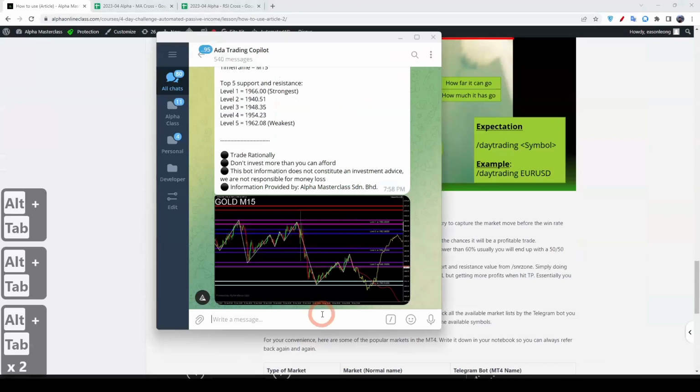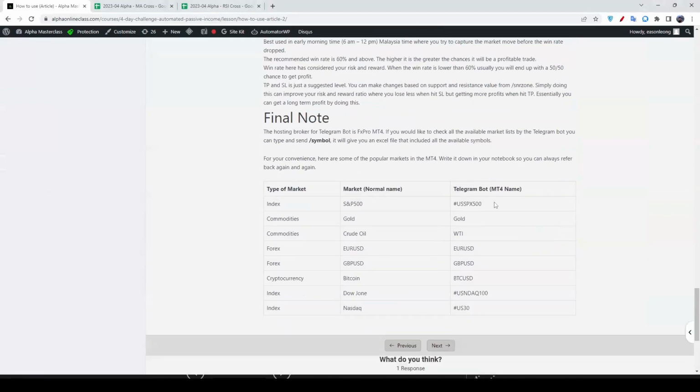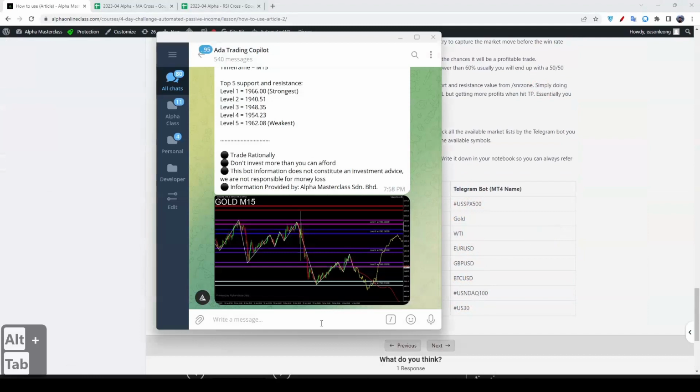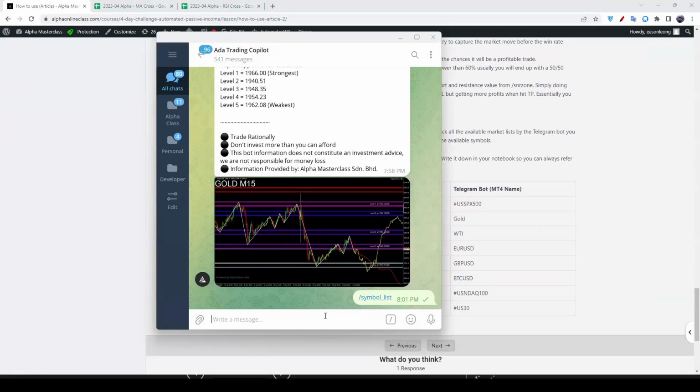Now, let's say the market that you would like to trade is not in the listing here. This is a listing of available markets. If you want to get more, what you can do is type /symbol list. By doing this, it will tell you all of the markets available, and it will come out with an Excel file so that you can have a proper view of the type of market that you would like to trade. Can we ask ChatGPT about risk and reward?